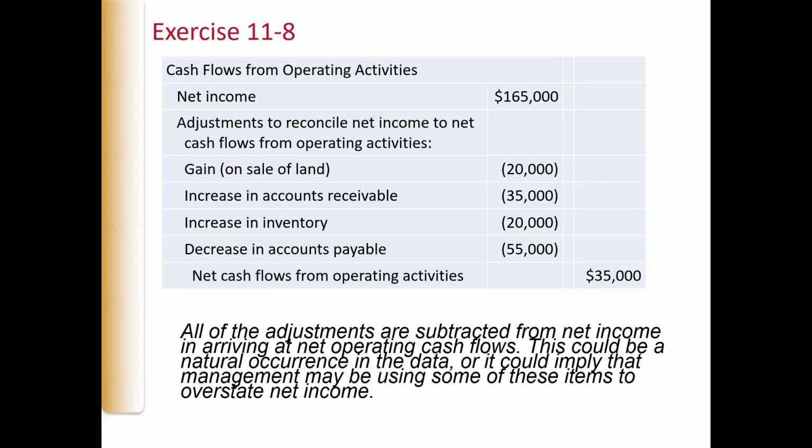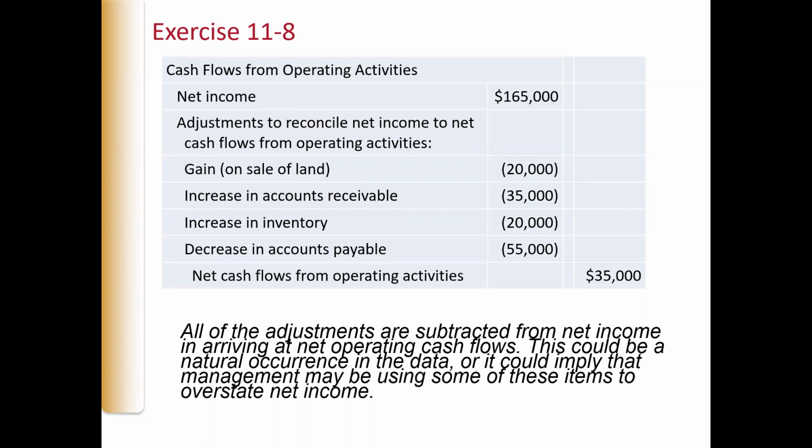We're going to show an increase in accounts receivable as a minus, an increase in inventory as a minus. But so assets, you do the opposite. Current liabilities, you go in that direction. A decrease in accounts payable, you'll subtract. And then our net cash flows from operating activities stands at 35,000.